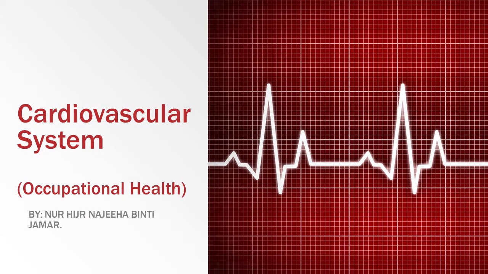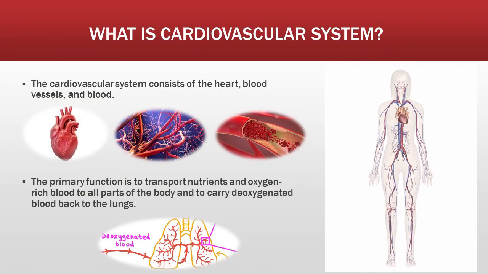My name is Nurhij Najha Binti Jama and I'm going to present about the cardiovascular system in occupational health. What is the cardiovascular system? The cardiovascular system consists of the heart, blood vessels and blood. The primary function is to transport nutrients and oxygen-rich blood to all parts of the body and to carry deoxygenated blood through the lungs.